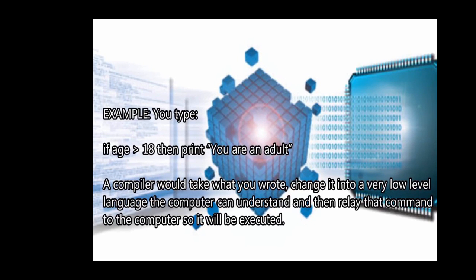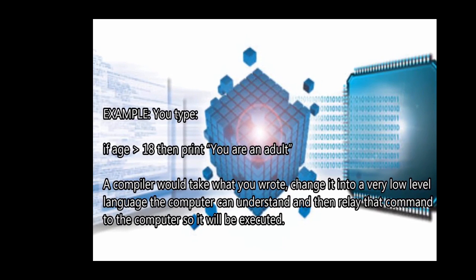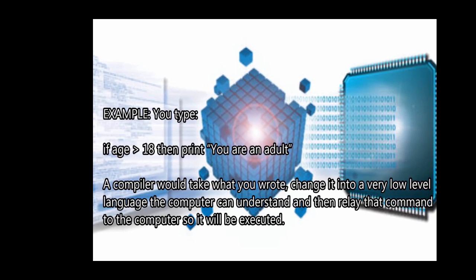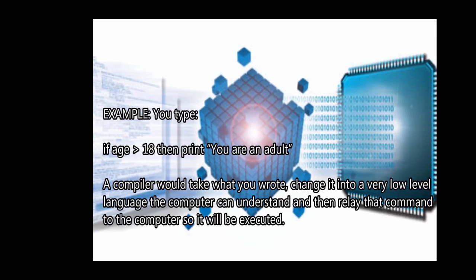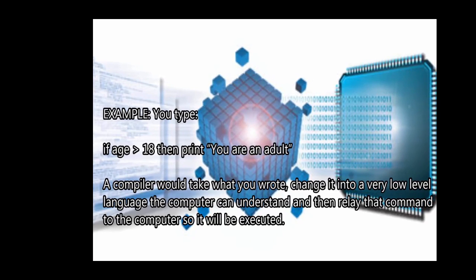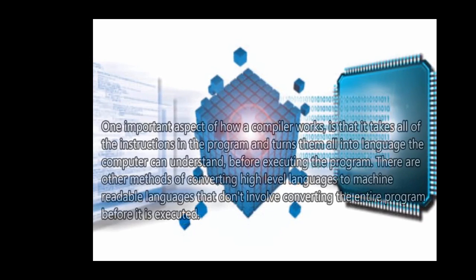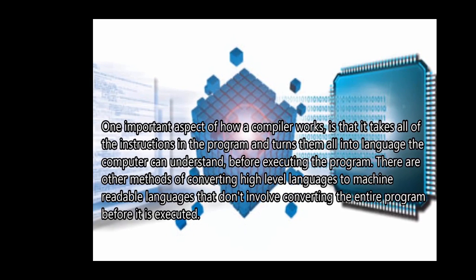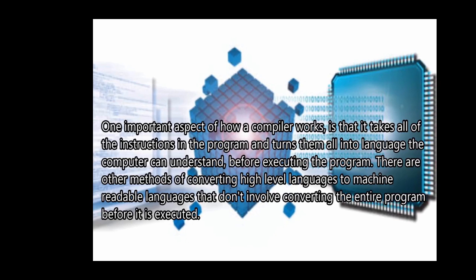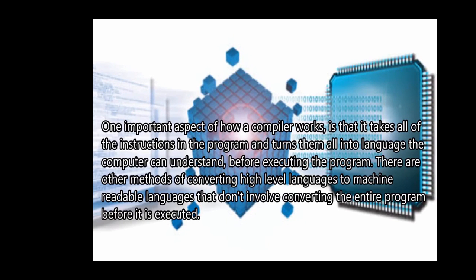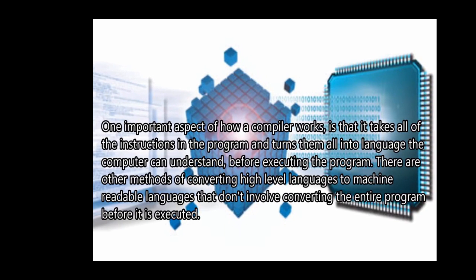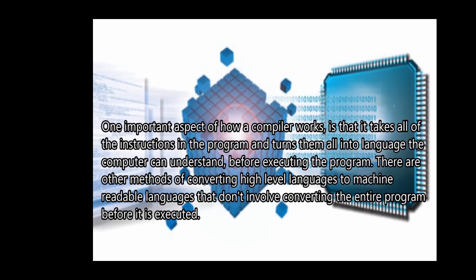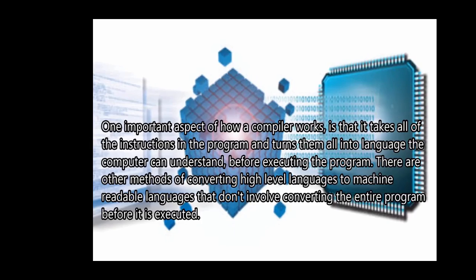Example, you type, if age greater than 18, then print you are an adult. A compiler would take what you wrote, change it into a very low-level language the computer can understand, and then relay that command to the computer so it will be executed. One important aspect of how a compiler works is that it takes all of the instructions in the program and turns them all into language the computer can understand before executing the program. There are other methods of converting high-level language to machine-readable language that don't involve converting the entire program before it is executed.